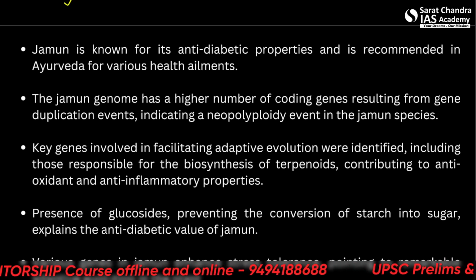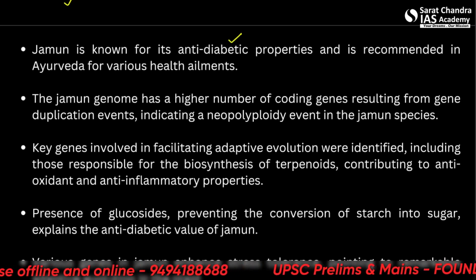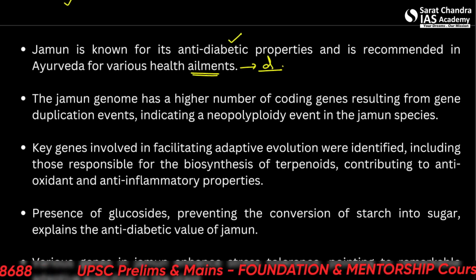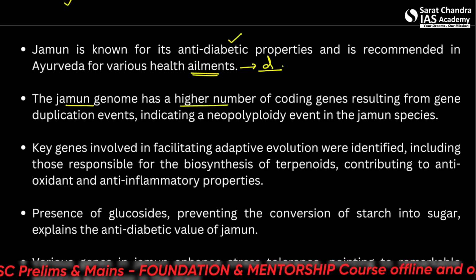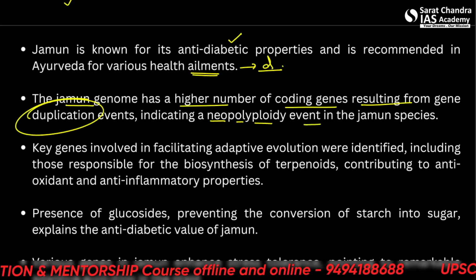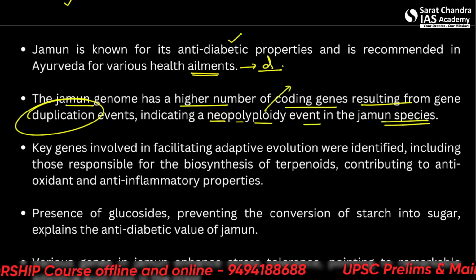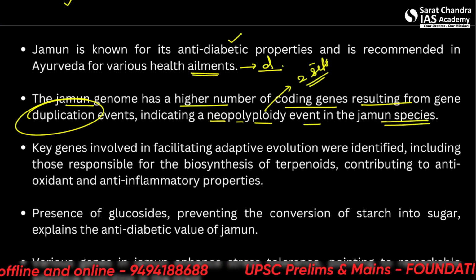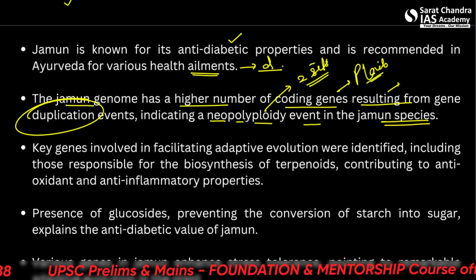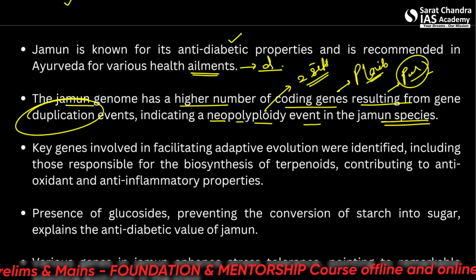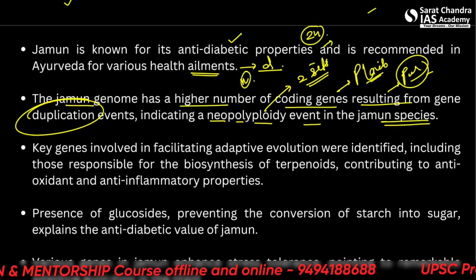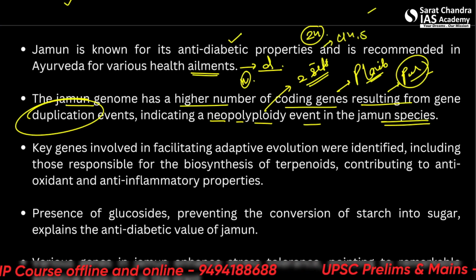So jamun is known for its anti-diabetic properties primarily and is recommended in Ayurveda for various health ailments. Ailments mean diseases or disease conditions. The jamun genome has a higher number of coding genes resulting from gene duplication events, indicating a neopolyploidy event in the jamun species. Polyploidy means having more than two sets of the DNA. It's a condition often found in plants. Many plants are not only diploid but polyploid. Humans are diploid 2n, some bacteria and viruses are haploid n, and trees are often polyploid like 4n, 5n, etc.